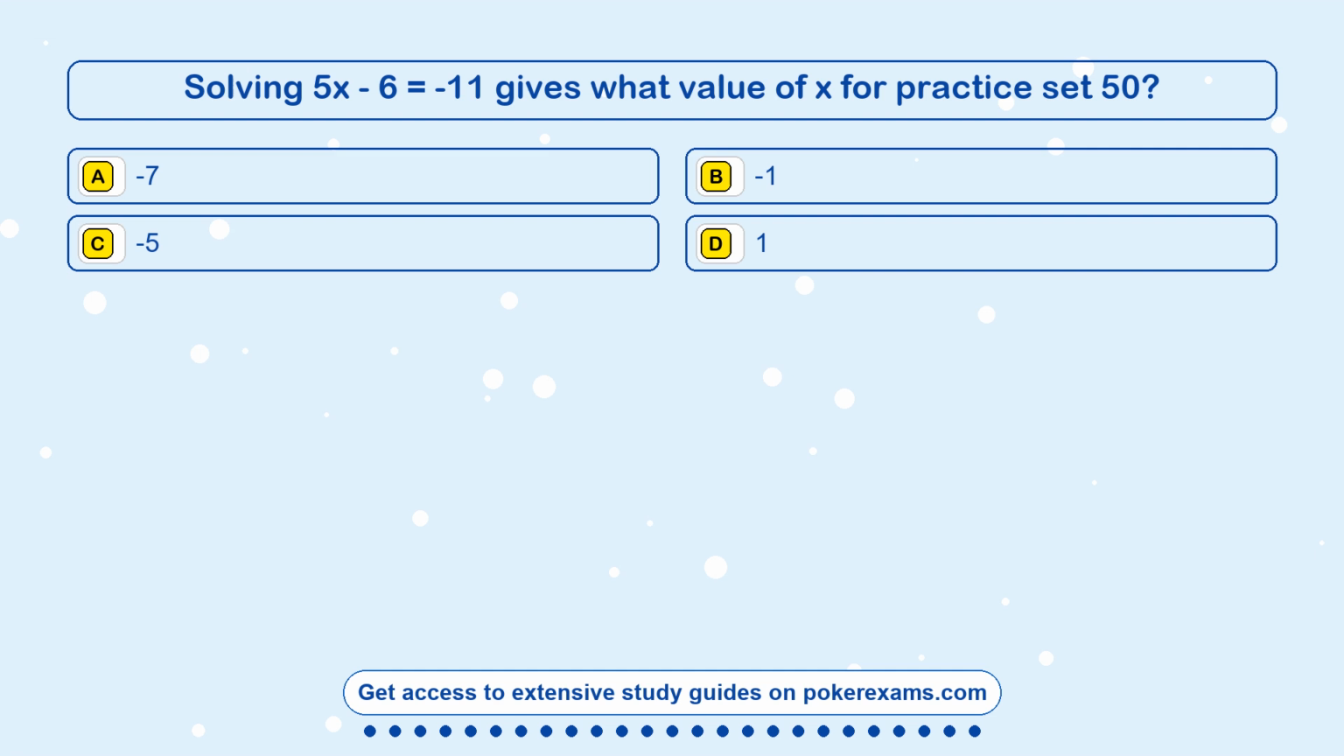Question 9. Solving 5x minus 6 equals minus 11 gives what value of x for practice set 50? Option A, minus 7. Option B, minus 1. Option C, minus 5. Option D, 1.